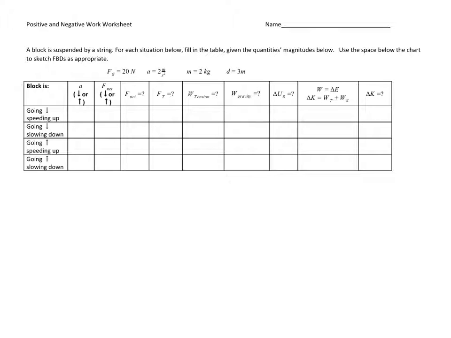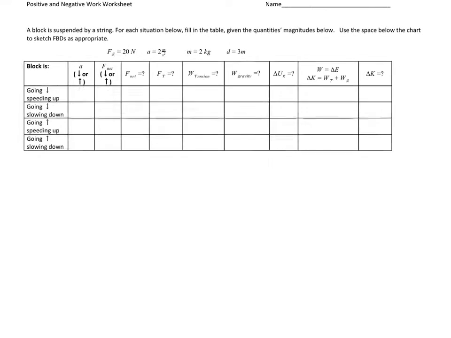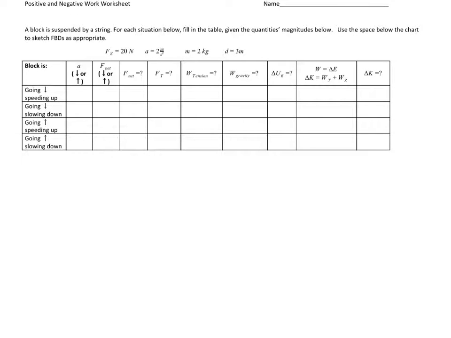Okay, so I just wanted to go over this worksheet with you to see what I'm asking you to do. A block is suspended by a string. Get a pen. For each situation below, fill in the table given the quantities' magnitudes below. So here are the interesting magnitudes that are given to you. Use the space below the chart to sketch FBDs as appropriate.